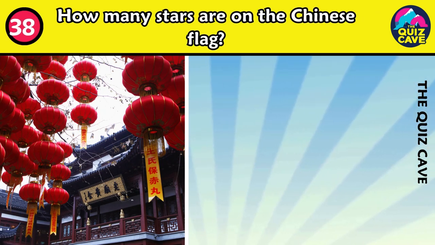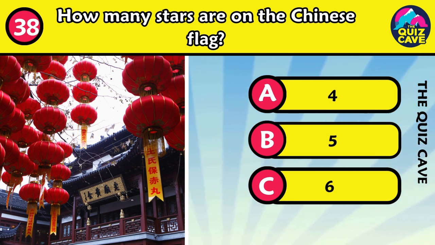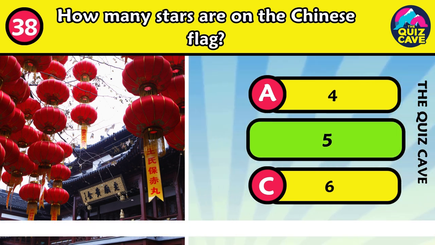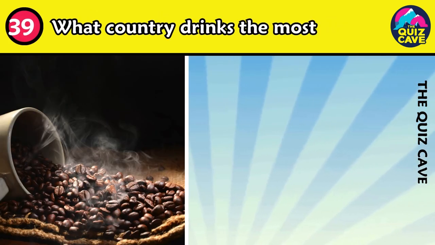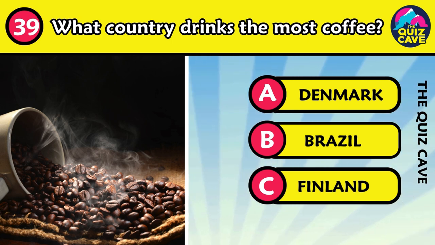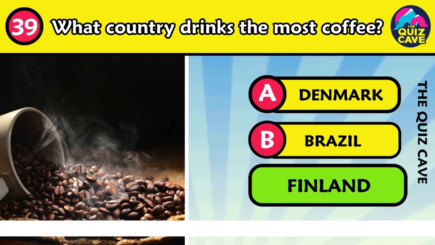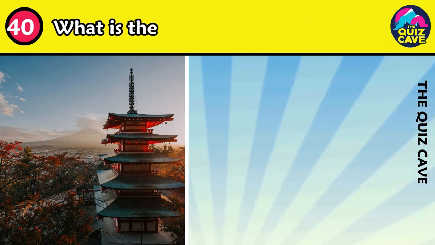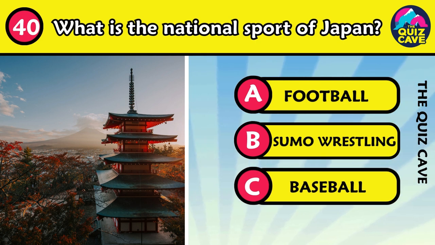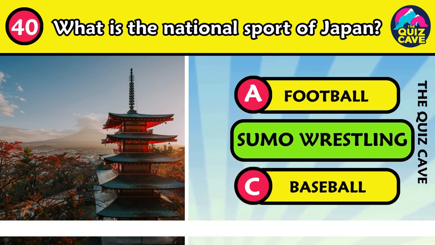How many stars are on Chinese flag? 5 stars. Which country drinks the most coffee? It's Finland. What is the national sport of Japan? Sumo wrestling.